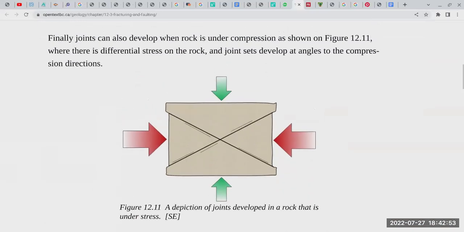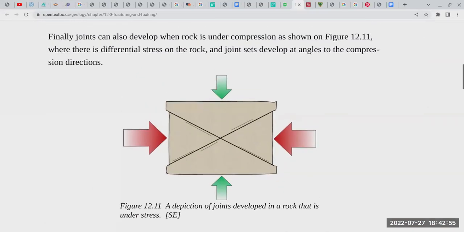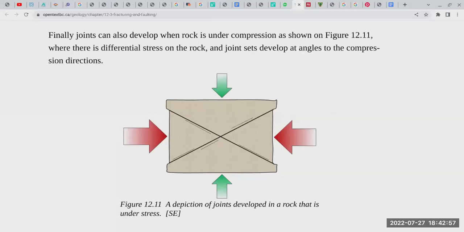There being a convergent plate boundary. Say it again, Asia. There being a convergent plate boundary. A convergent plate boundary? Okay, that could also happen.